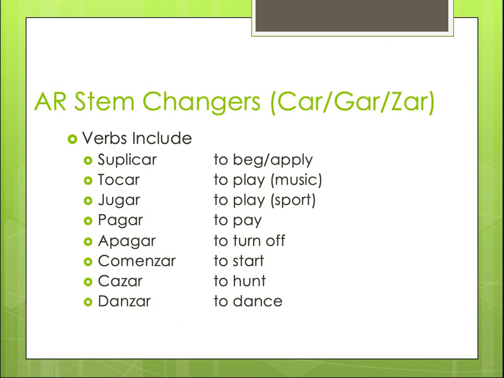Next, we have one group of AR stem changers, which are the car, gar, zars. That includes every single verb that ends in car, gar, or zar. So that would be suplicar, tocar, jugar, pagar, apagar, comenzar, casar, danzar, and any other verb you can think of that ends in those letter combinations.